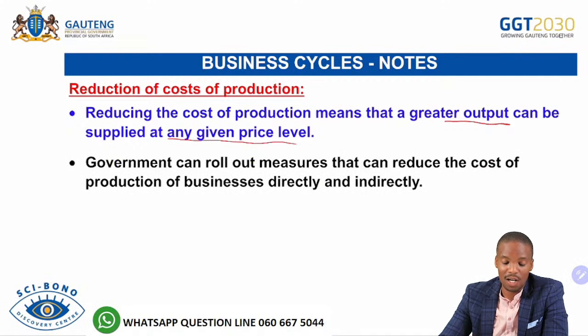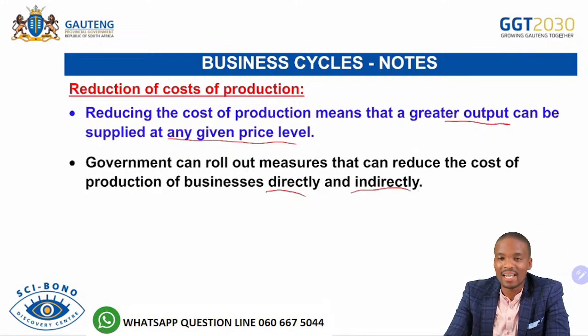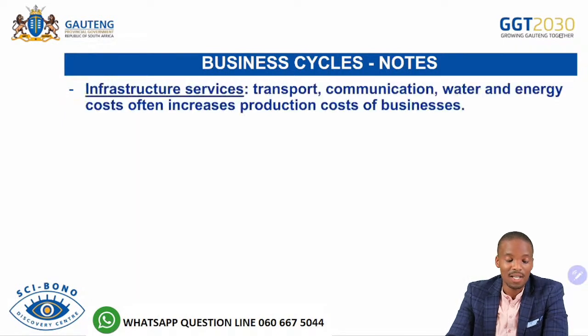The government can roll out measures that can reduce the cost of production of businesses, whether it be directly or indirectly. Incentives in the form of subsidies, in the form of reduced taxes, all those measures the government can take place. E.g., modern infrastructure, efficient administration, less red tape, and no corruption. All those things hamper our supply.